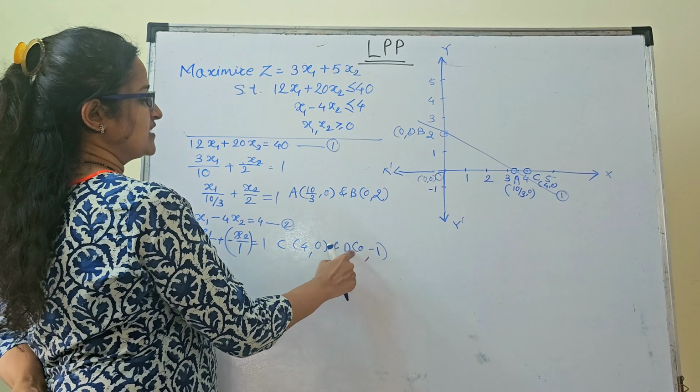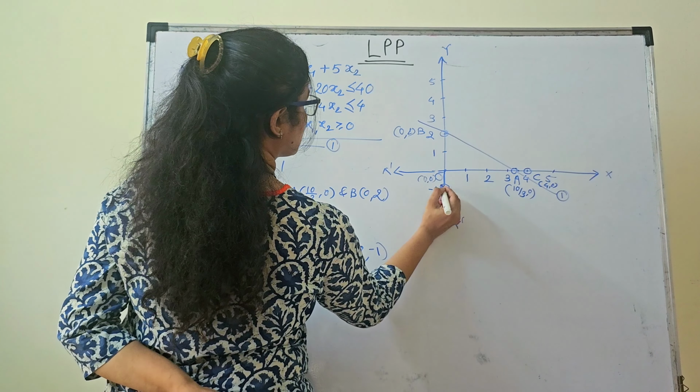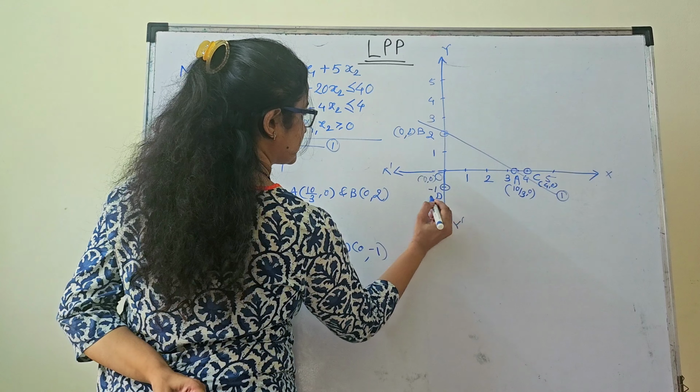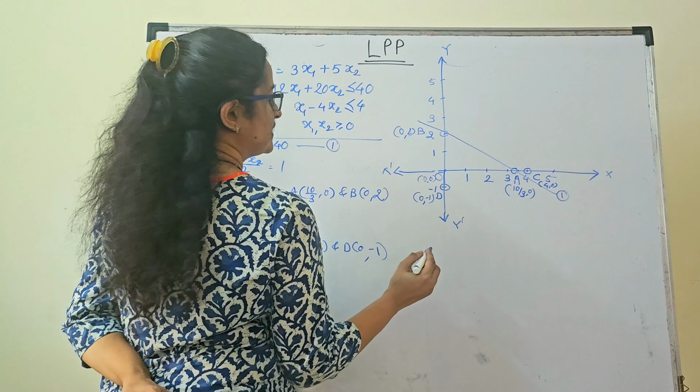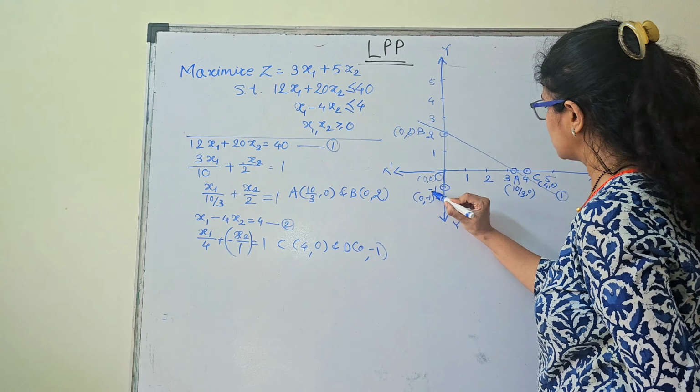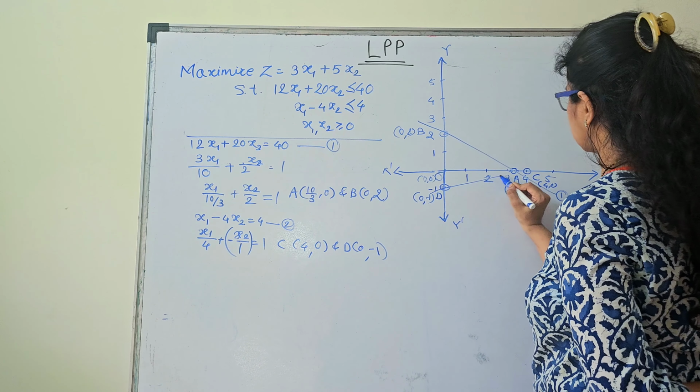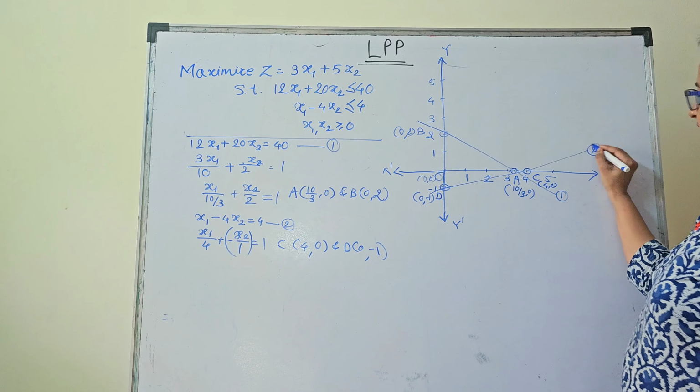And what is D? 0, minus 1. 0 on the x-axis and on the y-axis it is minus 1. So this is point D, (0, -1). Connect these 2 points to form line number 2. So let's connect these 2 points. This is my line number 2.